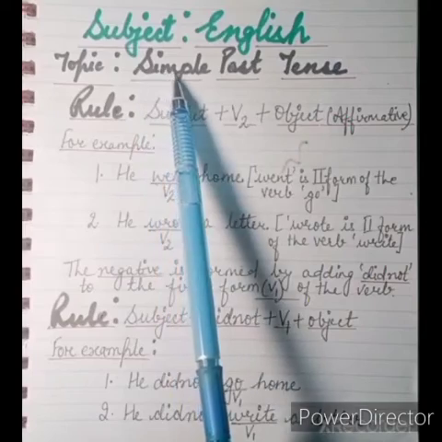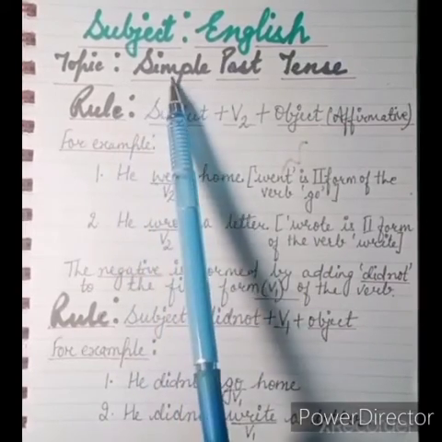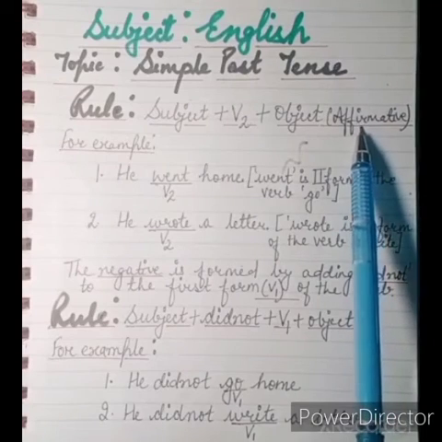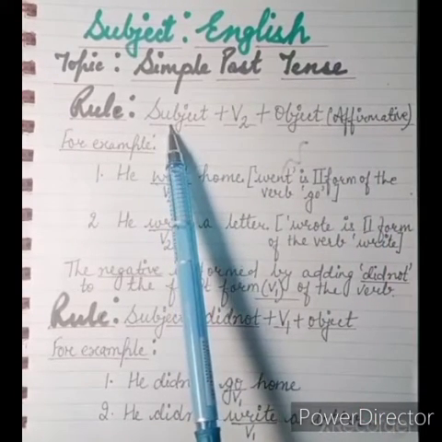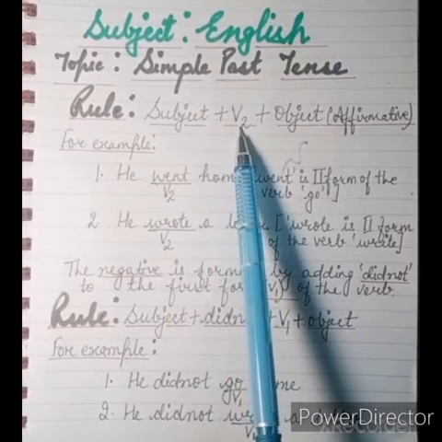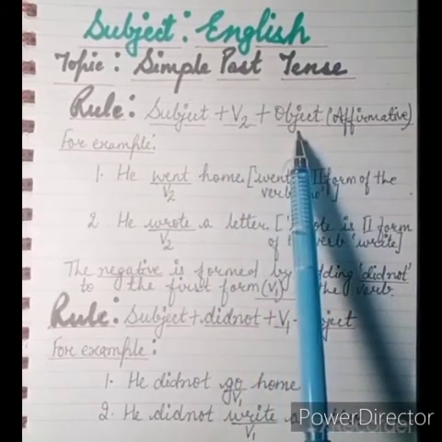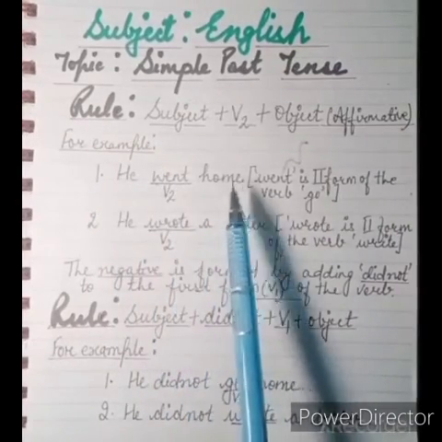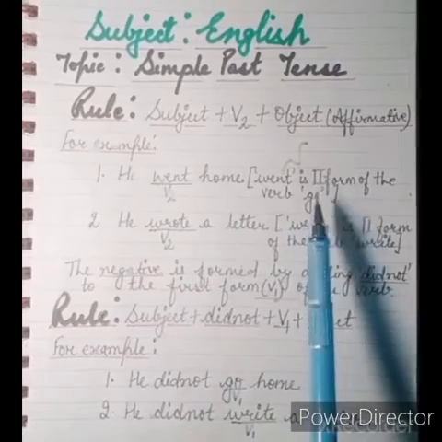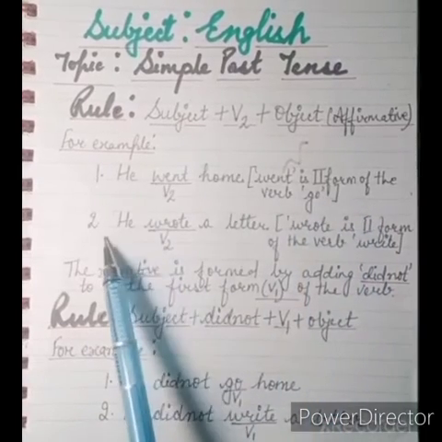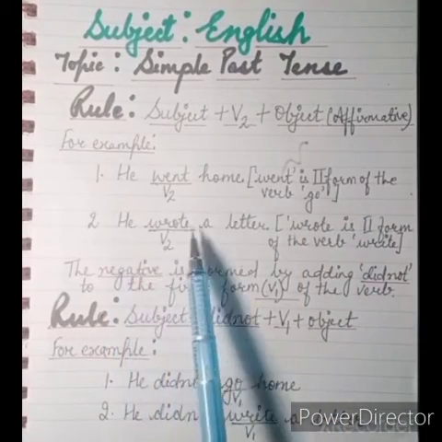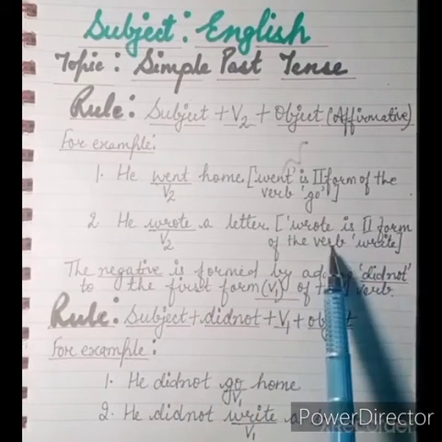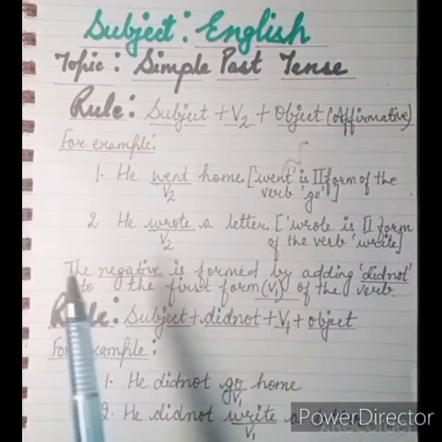I am going to explain the rule for simple past tense. For an affirmative sentence, the rule is subject plus second form of the verb plus object. For example, he went home. Went is the second form of the verb go. Another example, he wrote a letter. Here, wrote is the second form of the verb write.